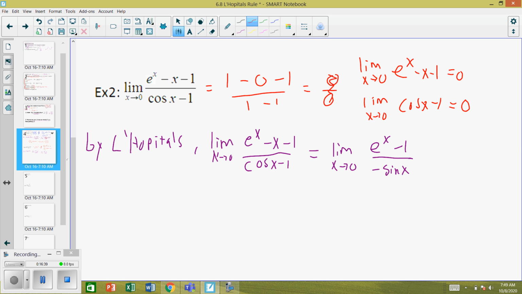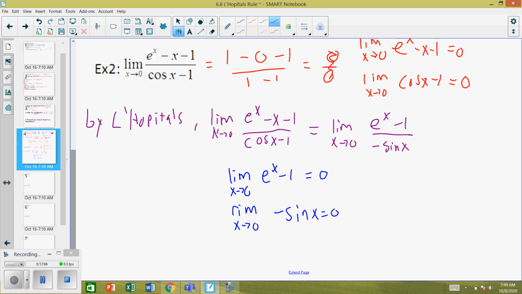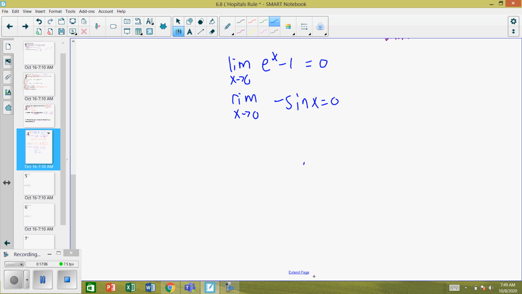Okay? So the next step, again, is I need to state, I'm going to pretty much redo the whole process over again. I'm going to say, hey, the limit as x is approaching 0 of e to the x minus 1 equals 0, and the limit as x is approaching 0 of negative sine of x also equals 0. So then we're going to do L'Hopital's rule again and see if it works.